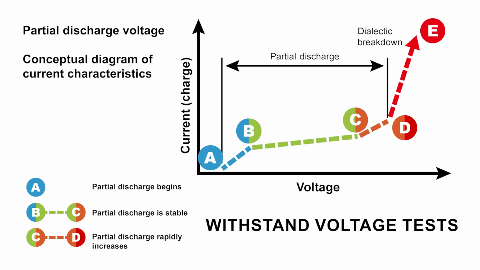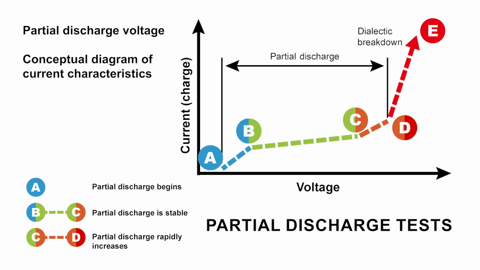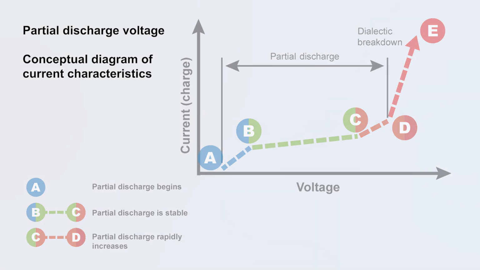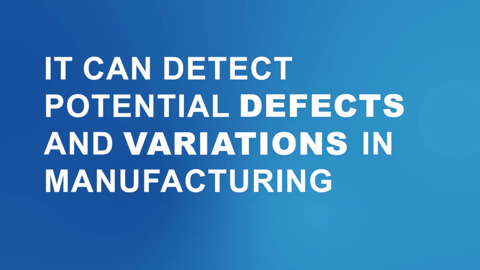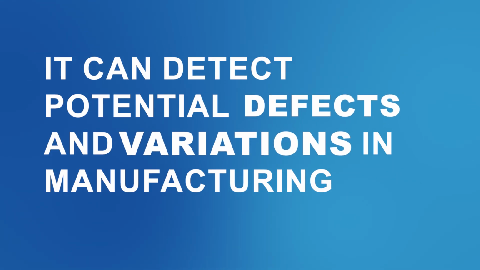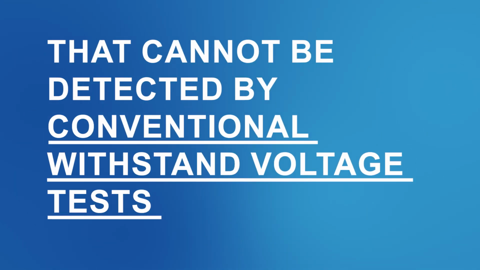In withstand voltage tests, the presence of dielectric breakdown is determined by measuring the current value in the area from point A to D, where dielectric breakdown is occurring, while in the partial discharge test, the presence of partial discharge is determined by measuring the minute increase in charge from the area from point A to D before dielectric breakdown occurs. In other words, since it detects the state before dielectric breakdown, it can detect potential defects and variations in manufacturing that cannot be detected by conventional withstand voltage tests.